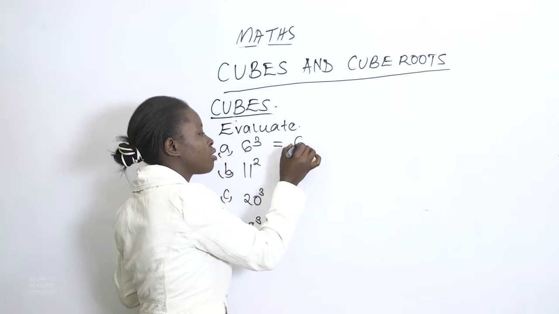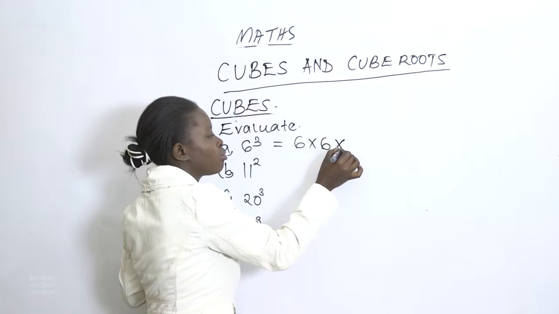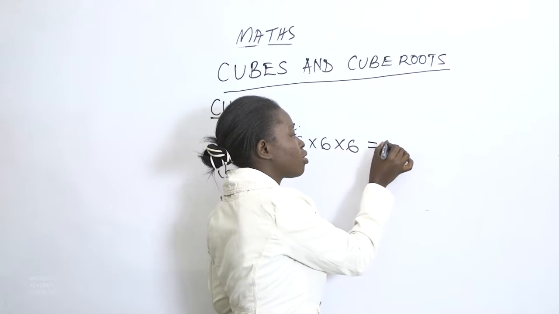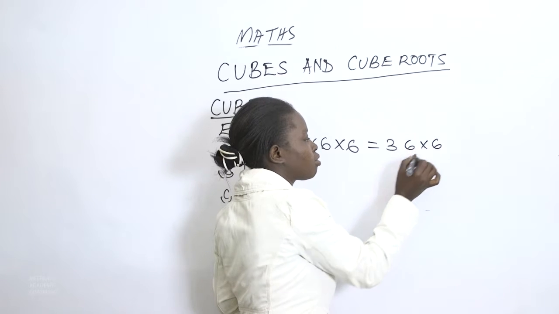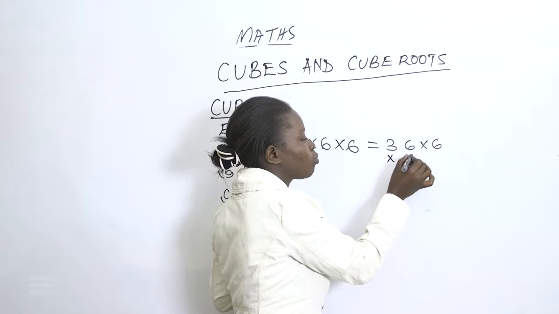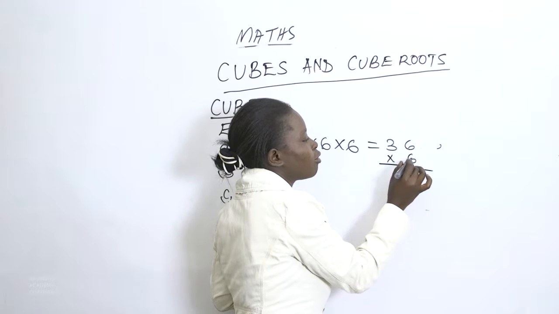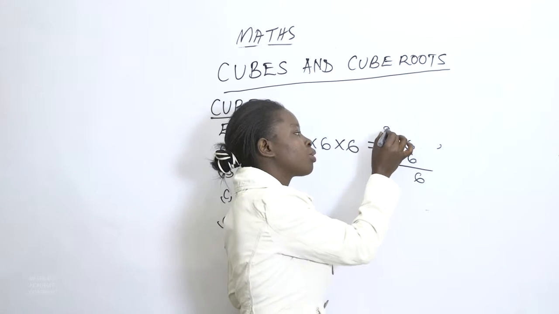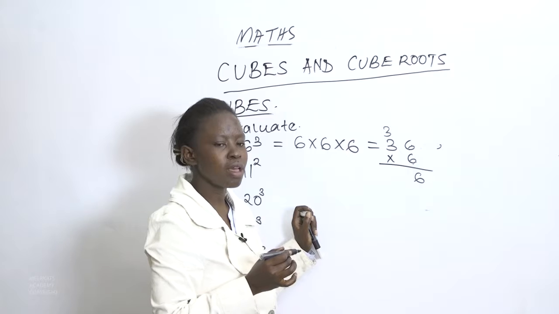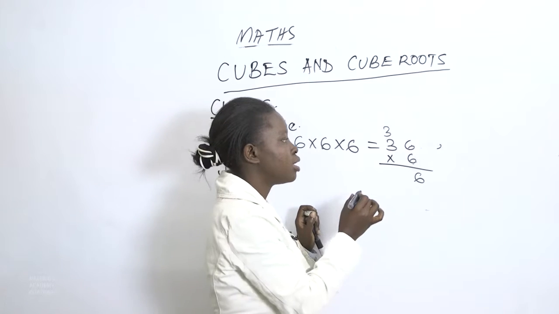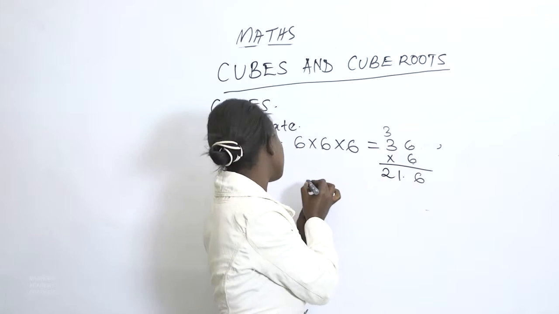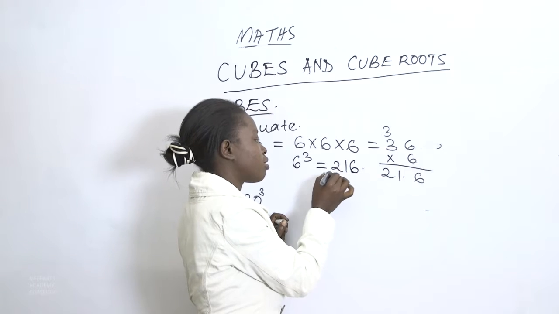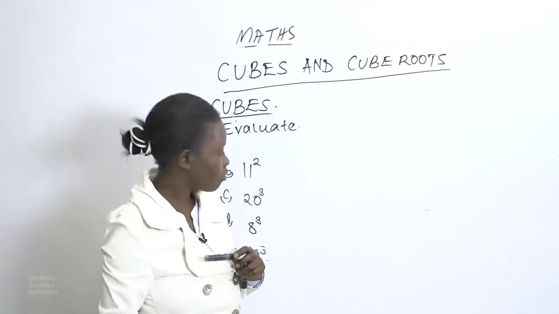So I have 6 times 6 times 6. 6 times 6 is 36. So that means I have 36 times 6. From our multiplication algorithm, 6 times 6 is 36, right? 6, carry 3. 6 times 3 is 18. 18 plus 3 is 21. So 6 cubed simply gives us 216.